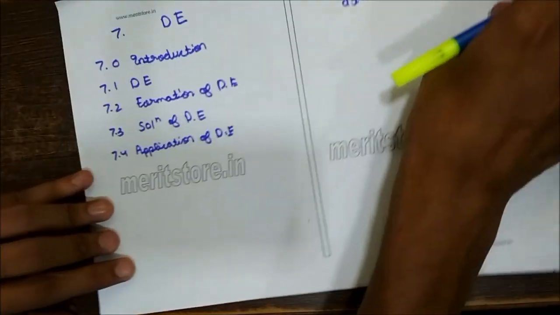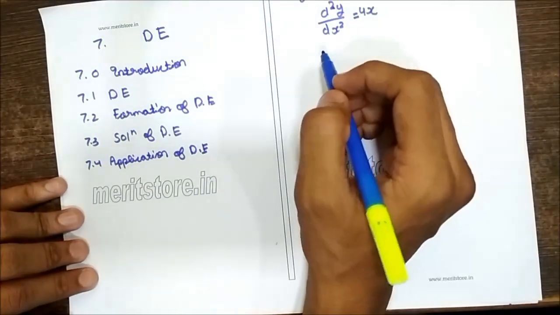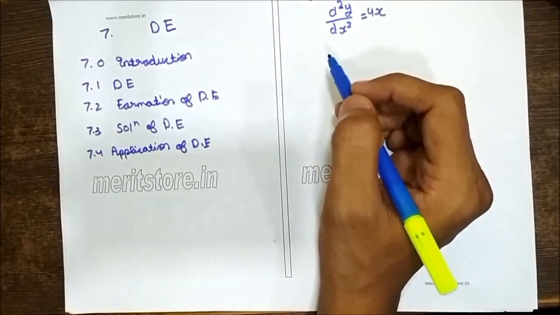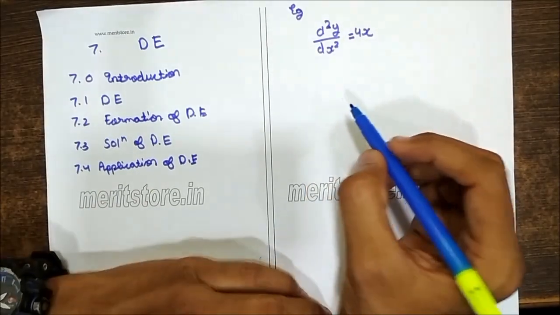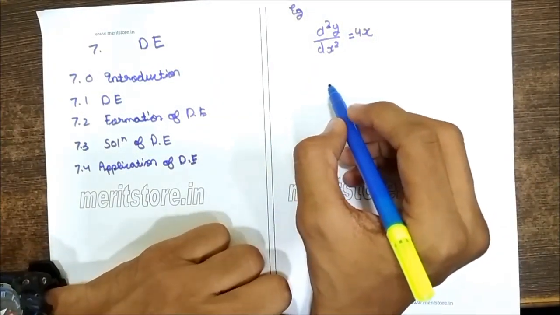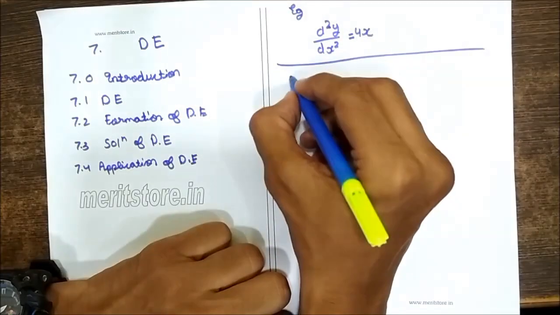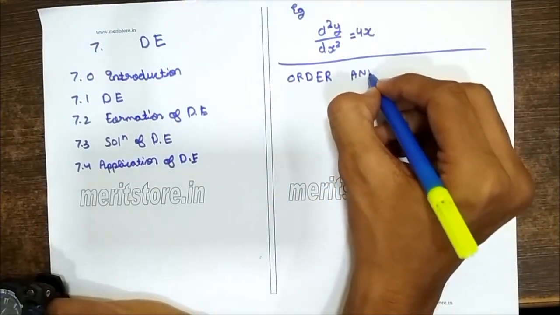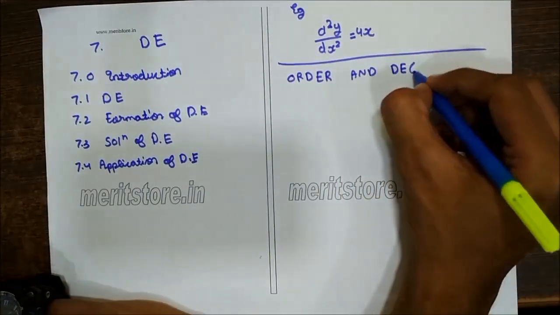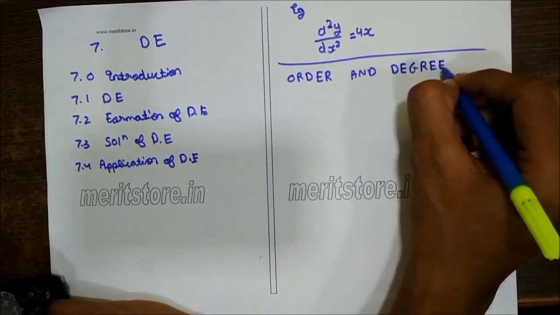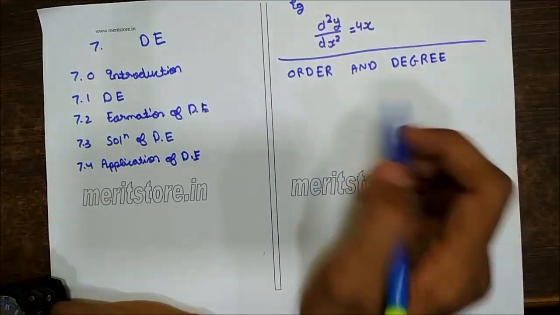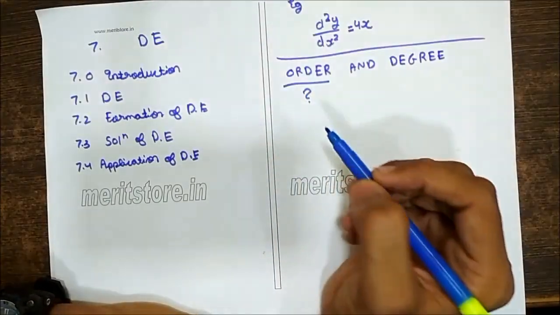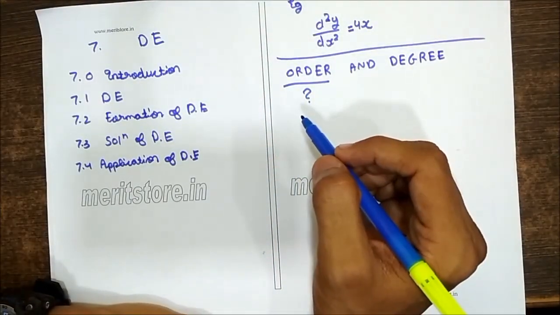Well, now we are going to study the order and the degree of a differential equation. So we are going to study the order and the degree. Now what is the order? The question arises, what is the order? The order of a differential equation is the order of the highest order derivative appearing in the equation.